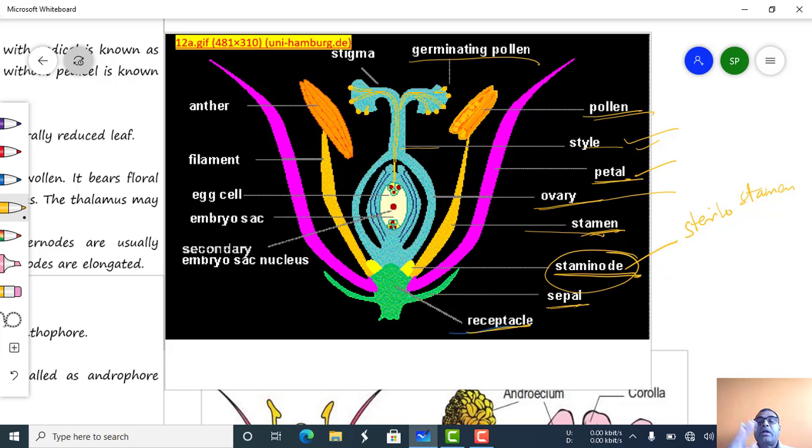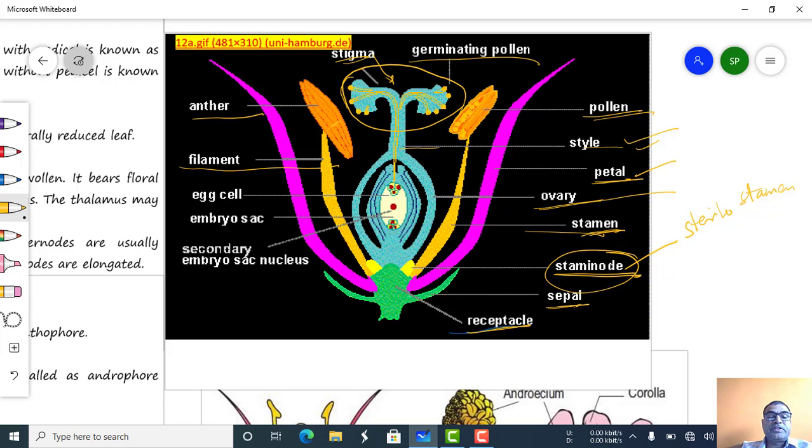What is pollination? The transfer of pollen grains from the anther to the stigma is called pollination. After pollination, these pollen grains generally lodge on the tip of the stigma where they germinate. So these are the germinating pollen grains. This is the region of the stigma, the receptive spot for pollen grains. This is the anther, part of the androecium or stamen. This is the filament.